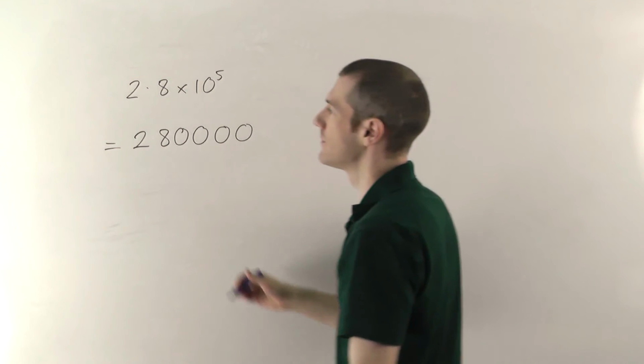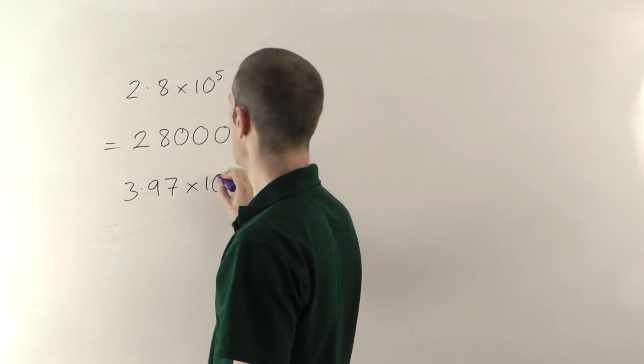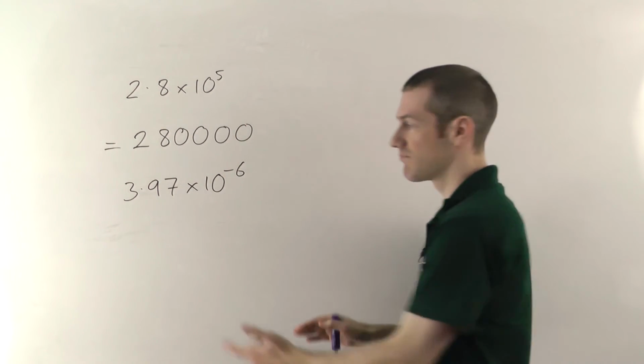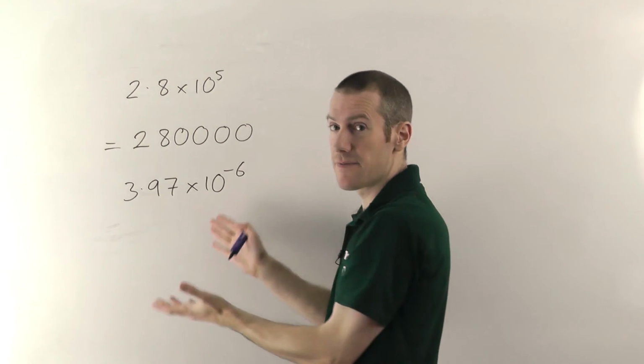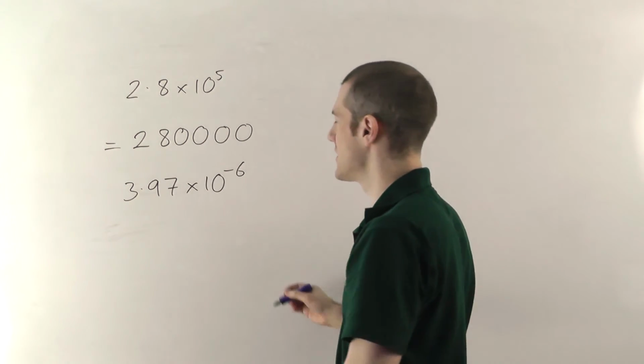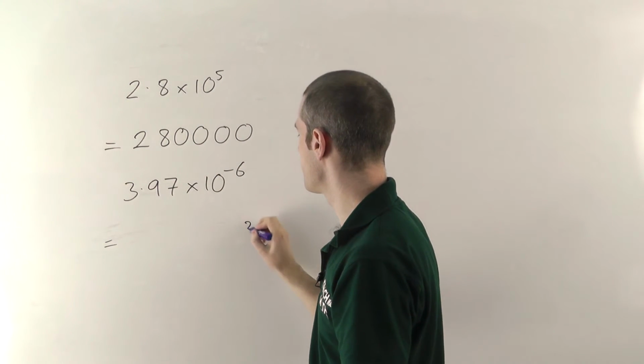Let's try a small one. We'll have 3.97 times 10 to the minus 6. So again, whatever your numbers are here, those are the first, well actually for a small number it's not going to be the first bit, they're the first non-zero digits. Let me write them out here. I'll leave some space for some zeros here.